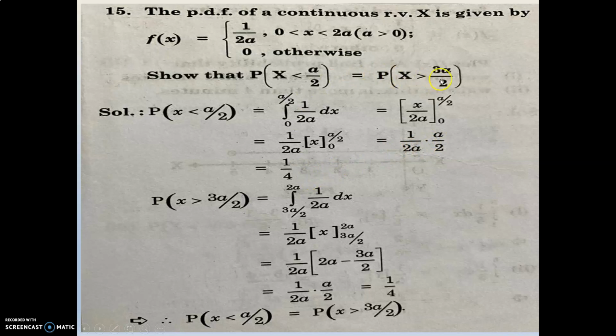And probability of x greater than 3a upon 2 is integral 3a upon 2 to 2a of 1 upon 2a dx. 1 upon 2a is a constant, we can take it out, and integral of 1 dx is x from 3a upon 2 to 2a. So 1 upon 2a into (2a minus 3a upon 2), that is 1 upon 2a into a upon 2, that's equal to 1 upon 4. So probability of x less than a upon 2 is equal to probability of x greater than 3a upon 2. Now we got both the values separately, and we have shown that this value is equal to probability of x greater than 3a upon 2.